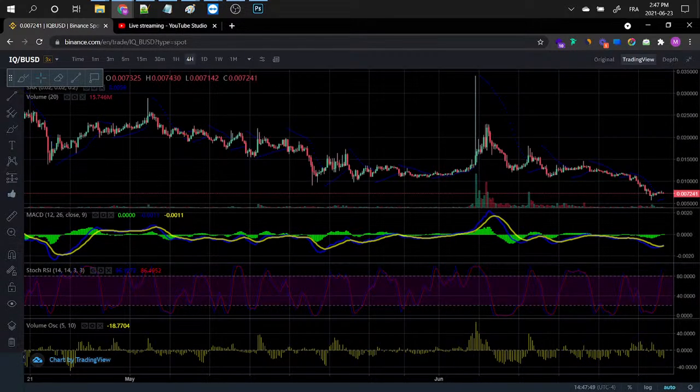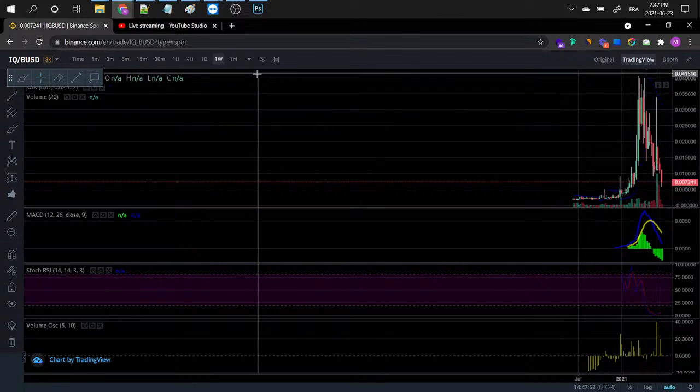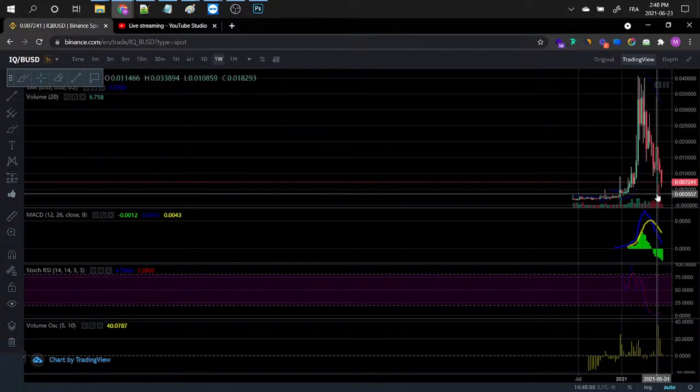So again, guys, for the IQ, it is definitely time to buy because it has just gone through 3 sell cycles for the past 3 weeks. So definitely a great time.